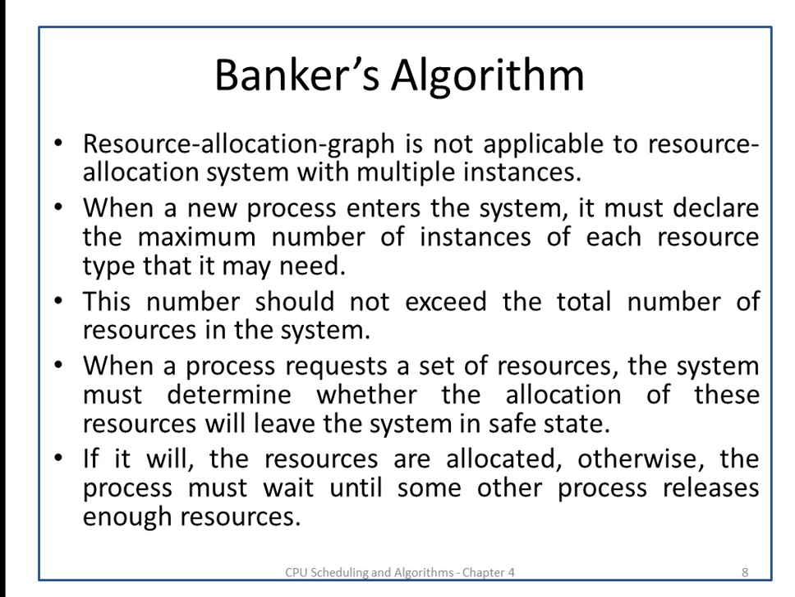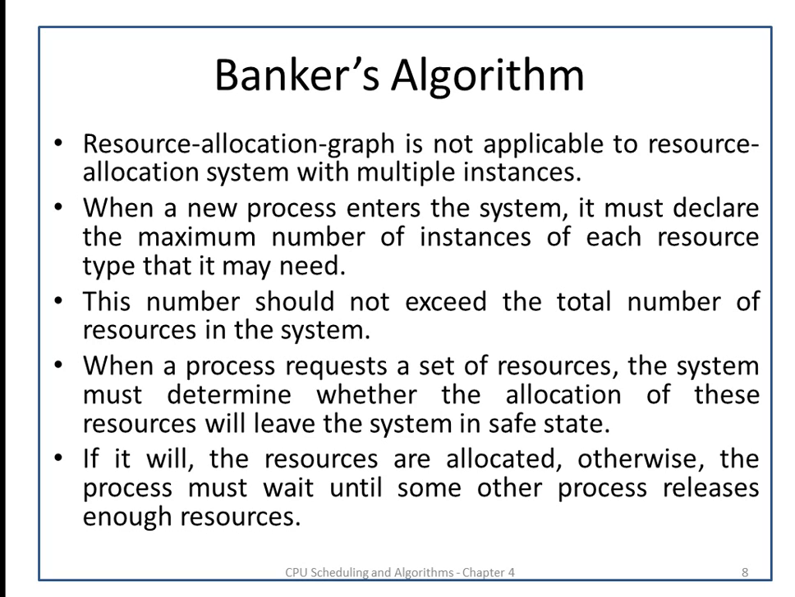When a new process enters the system, it must declare the maximum number of instances of each resource type that it may need. This number may not exceed the total number of resources in the system. When a user requests a set of resources, the system must determine whether the allocation of these resources will leave the system in a safe state or not. If it will, the resources are allocated; otherwise the process must wait until some other process releases enough resources.